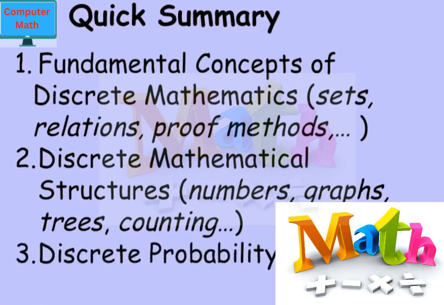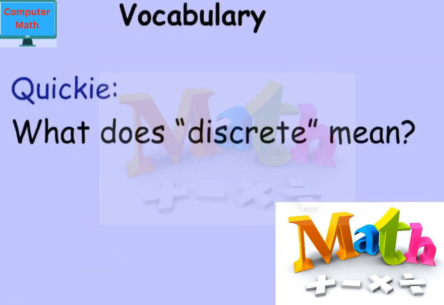And finally, we'll talk about discrete probability theory, which is simply a version of probability theory where we can get by with sums instead of getting into the complications of integrals.